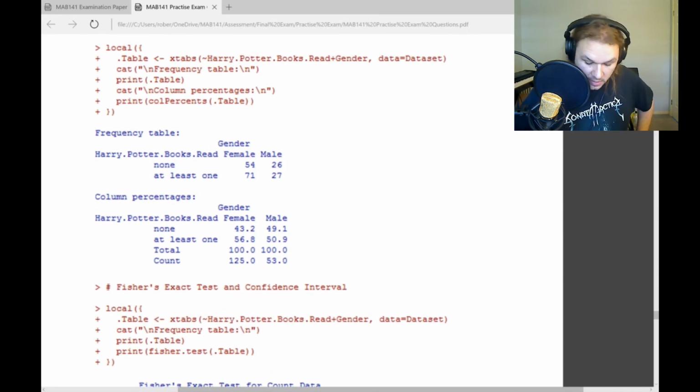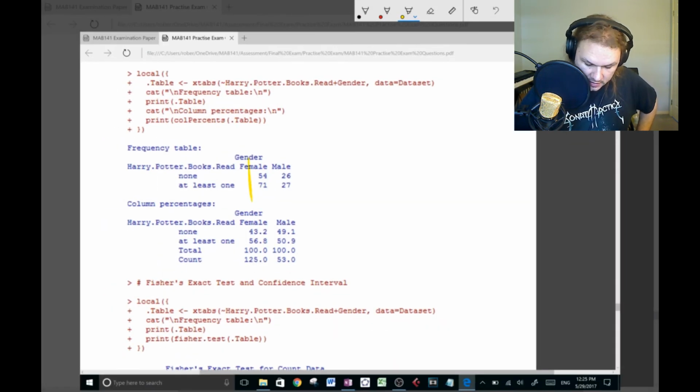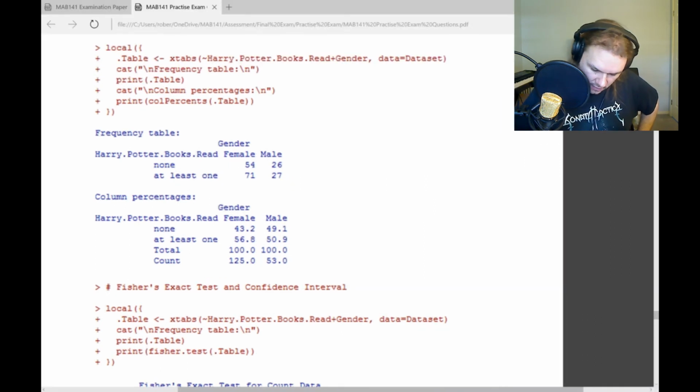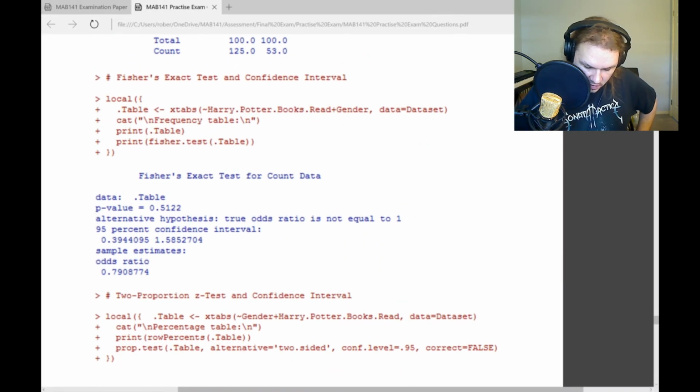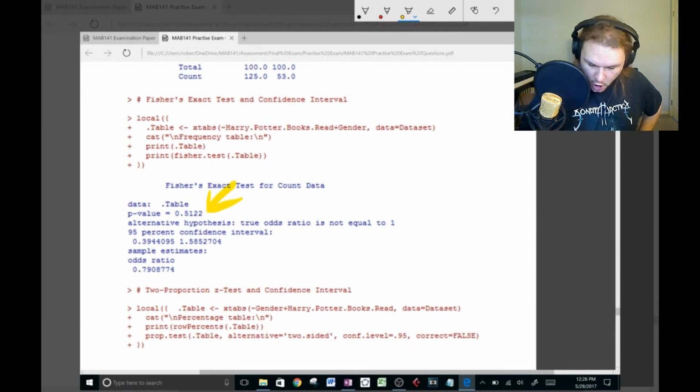So we have a numerical summary here, so you can see what those proportions were. This is the two-way table as was collected. We've also given the proportions for each gender, so you can see that 50.9% of males in the sample have read at least one Harry Potter book, and 56.8% of females have read at least one Harry Potter book. So that's a larger number, but is it large enough to suggest that there is actually a difference between males and females here? That's what we're about to find out, and the answer to that question is no.